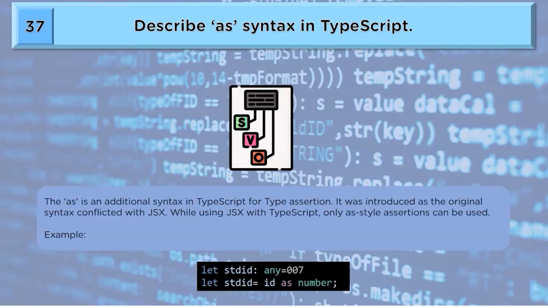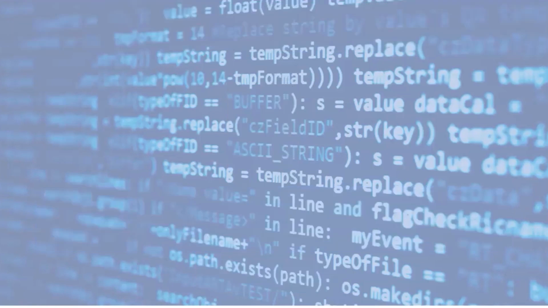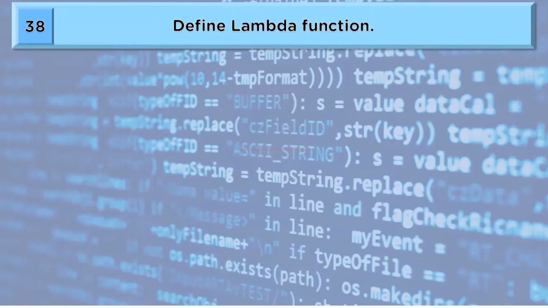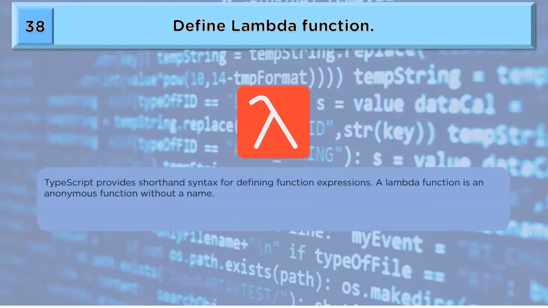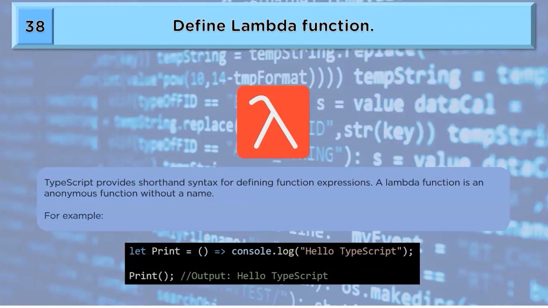Describe the as syntax in TypeScript. The as is an additional syntax in TypeScript for type assertion. It was introduced as the original syntax conflicted with JSX. While using JSX with TypeScript, only as-style assertions can be used. Define lambda function. TypeScript provides shorthand syntax for defining function expressions. A lambda function is an anonymous function without a name. Below is an example for lambda function.